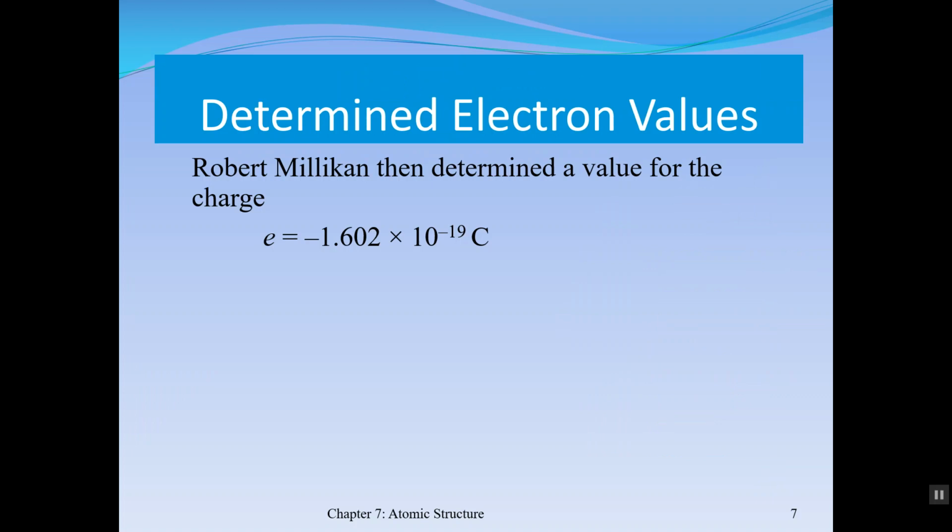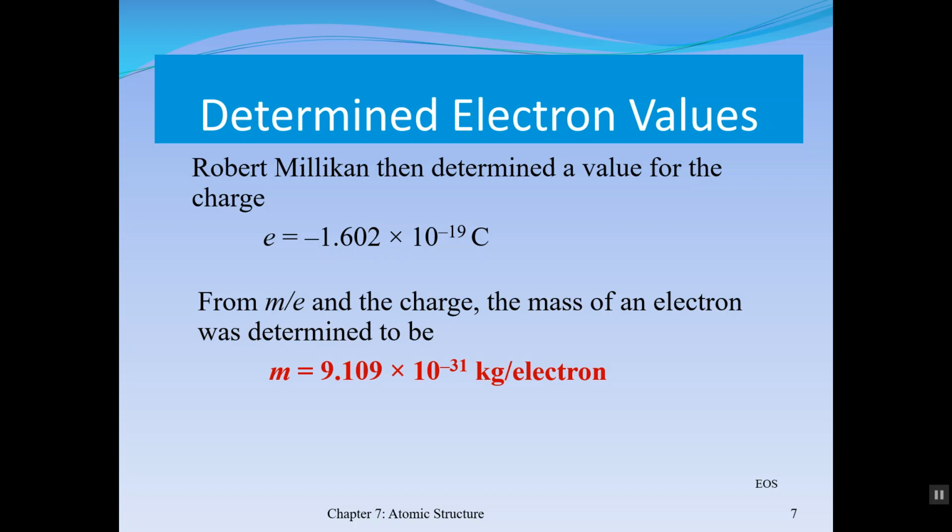All right. So we have two things discovered up to this point in time. We have the mass to charge ratio and we have the charge. So if we know those two, all we have to do is multiply the mass to charge ratio by the charge of the electron, and we end up with the mass of the electron being equal to 9.109 times 10 to the minus 31 kilograms per electron. So that's basically the history behind how we now know what the mass of the electron is and what the charge on the electron is.